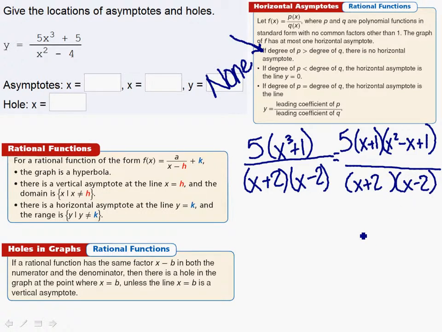Okay, I'm going to factor as far as I possibly can to make sure there's nothing that will divide out of the numerator and the denominator. Even though I factored everything as far as I could, there's still nothing that cancels out of the numerator and denominator. So since there's nothing in common, we have no holes.